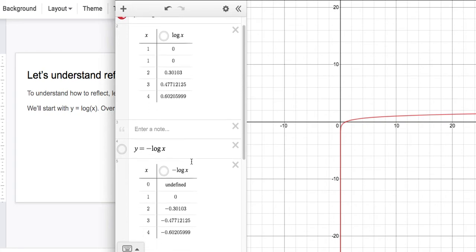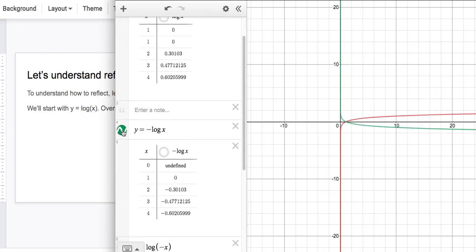Let's take a look now at putting a negative in front. You'll notice my green graph looks like every single y value just flipped. No matter where I was on x, it went from having positive above the x-axis to being negative. This looks like an x-axis reflection, which we know changes y.